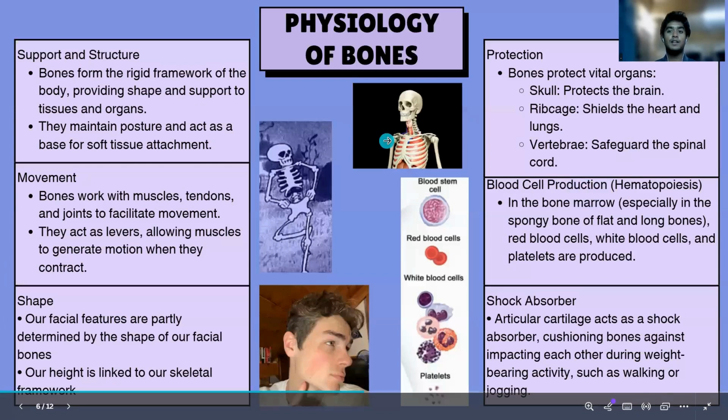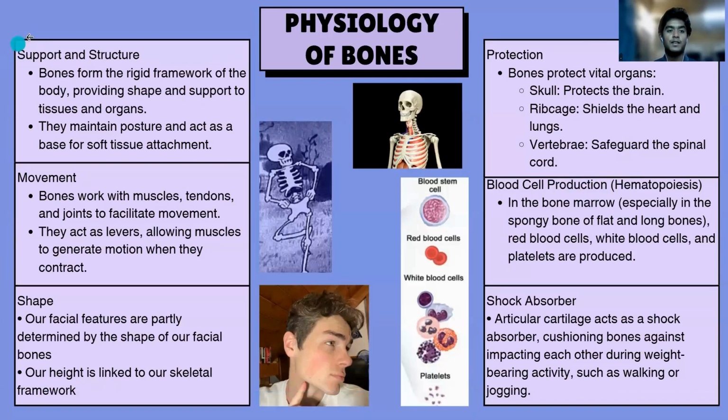Now, physiology of the bones. So here are a few functions of the bones. Firstly, as support and also structure. Bones form the rigid frameworks of the body, which provide the shape and support to tissues and organs. They maintain posture and act as a base for soft tissue attachment.